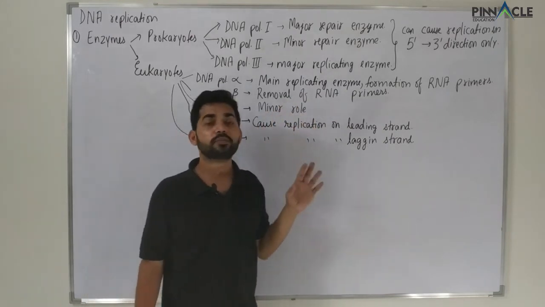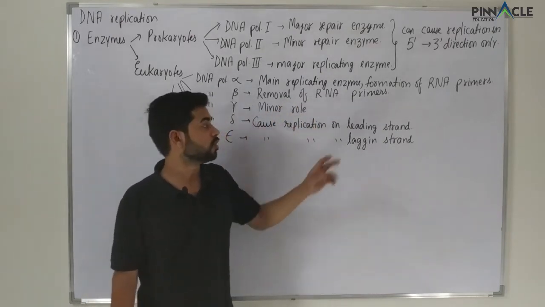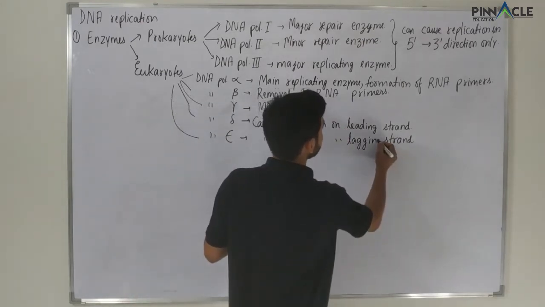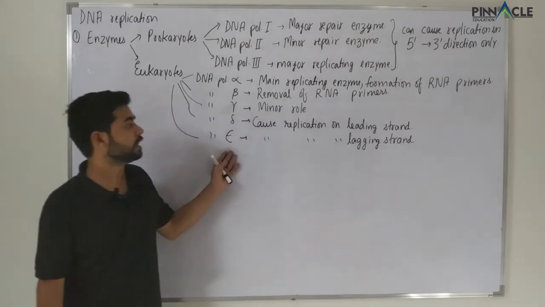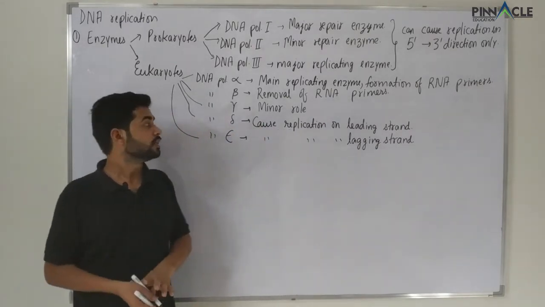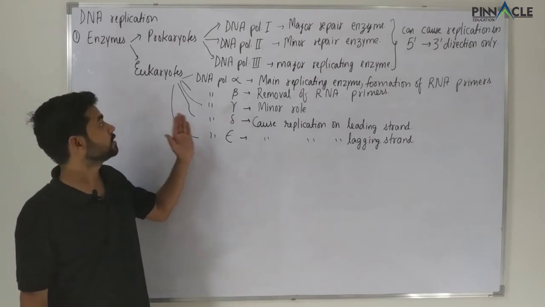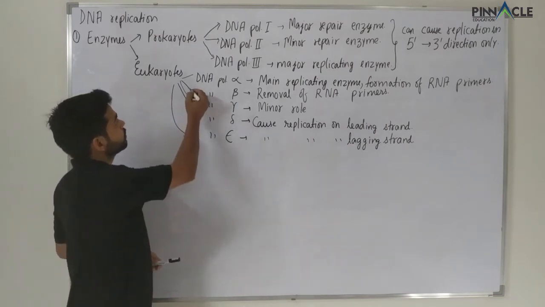And there are two types of synthesis on the replication fork. We will see that one is leading, the other is lagging. The lagging strand is synthesized by the epsilon and leading is synthesized by the delta. So we have to study now the main processes. These were the main enzymes of replication.